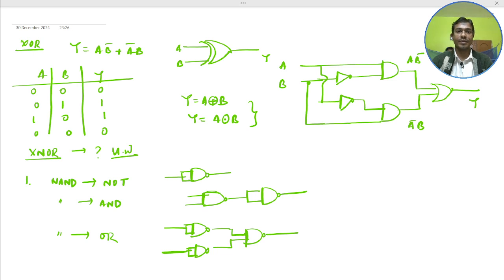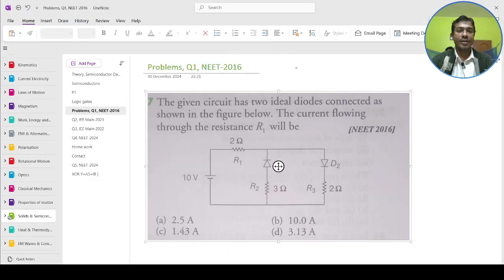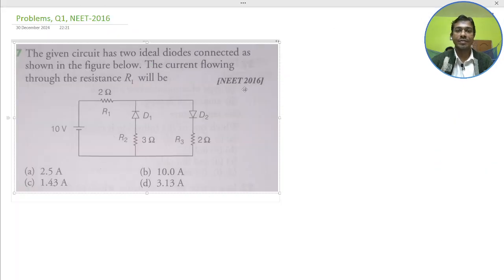And so we just switch our lecture to a problem discussion session. The first problem comes from NEET 2016, saying that the given circuit has two ideal diodes connected as shown in the figure below. The current flowing through the resistance R1 will be what?